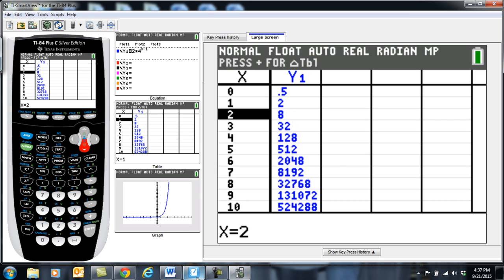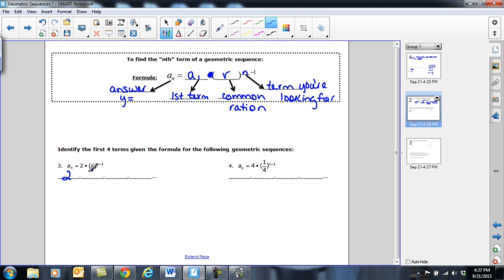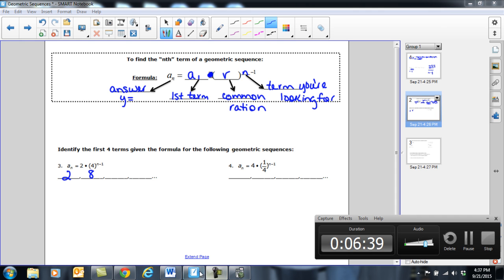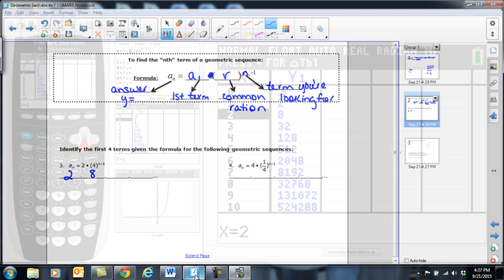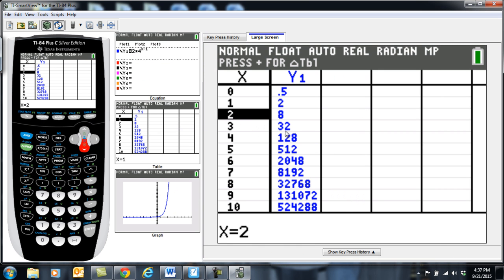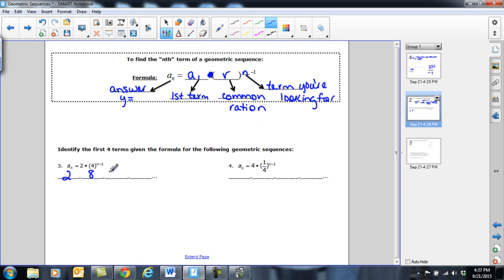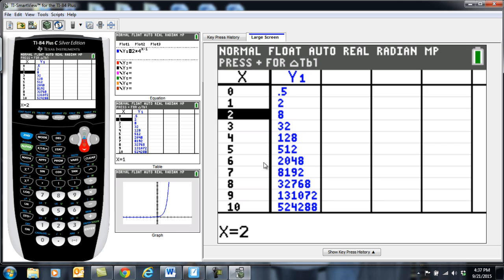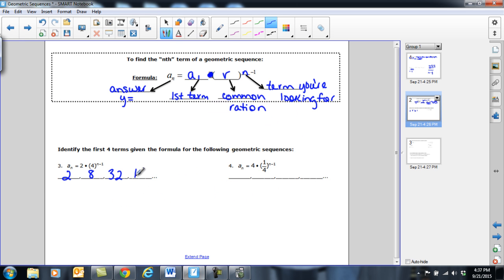So we grab our calculator. The second term is 8. And then we see that the third term is 32. And then we see that the fourth term is 128. So it will just spit it out for us and tell us, and we don't have to do anything. So try that same thing. We're going to use our calculator. We're going to do number 4.